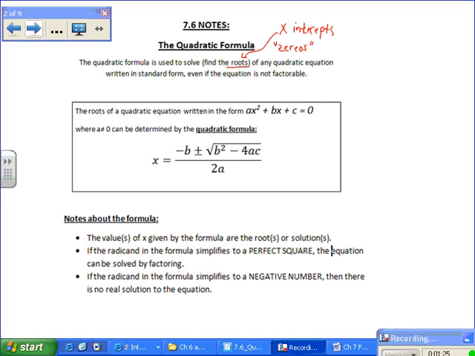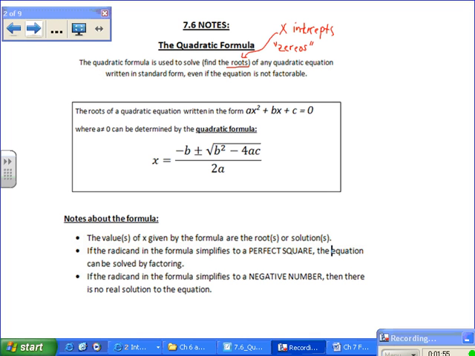What's really important is when you use the quadratic formula, you have to ensure that you have your quadratic equation in standard form. What you're going to end up doing is using the values of a, b, and c and putting them into this formula here that you see. x is equal to negative b plus or minus the square root of b squared minus 4 times a times c, divided all by 2 times a.